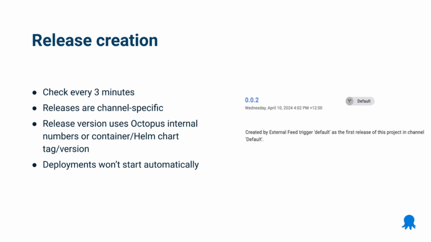Yes, so the triggers run every 3 minutes. When it does create a release, it will only create a release in the channel that that trigger is linked to, and it will use, as I mentioned before, the channel rules for selecting that. And when it actually creates the release, it'll version based off how you set up your project, which might be Octopus's internal numbers or your container or Helm chart tag or version. However you set it up, this will use it. Deployments won't kick off automatically unless you've set that up separately, but the trigger itself won't start that.